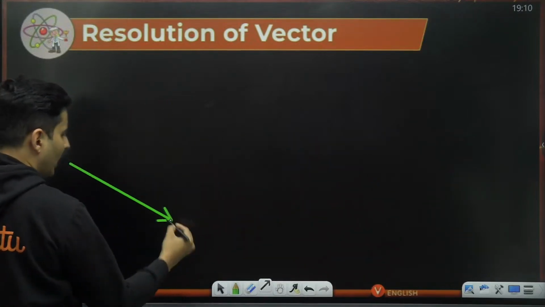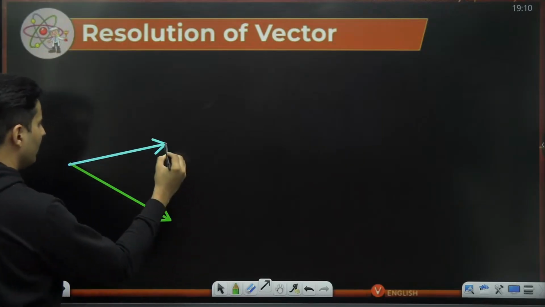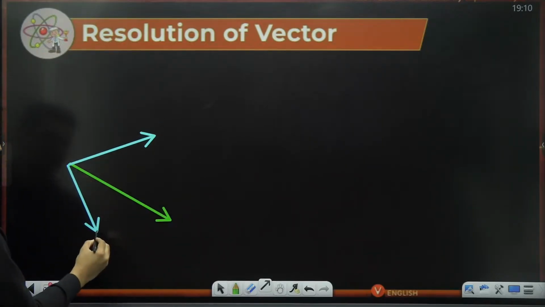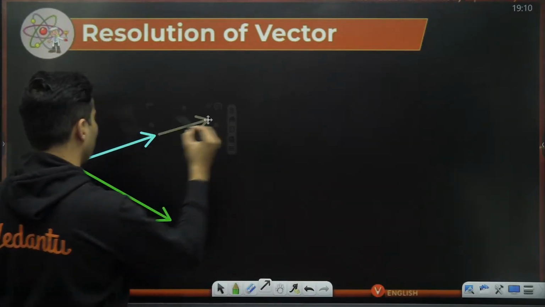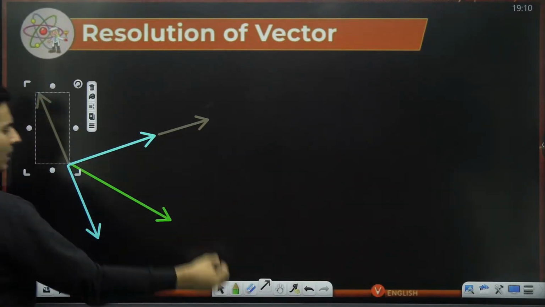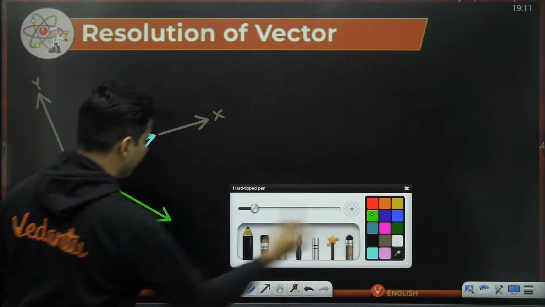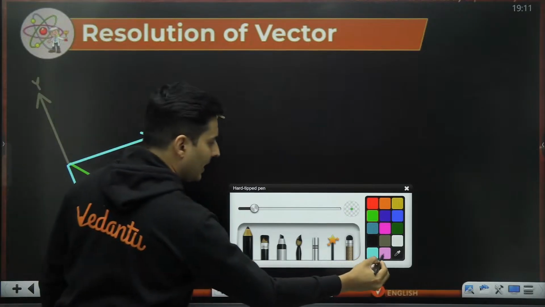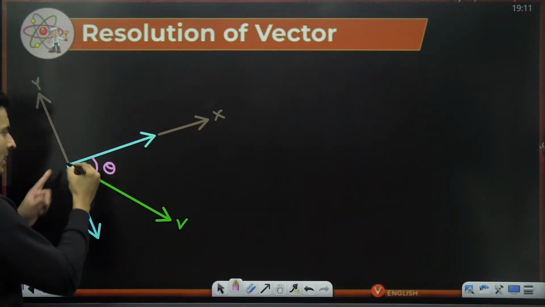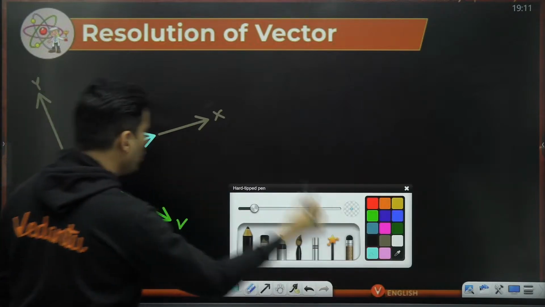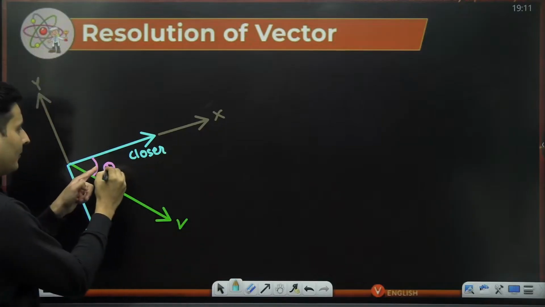You take any vector, and let's say these are the two components. One component is over here, and let's say the other component is over here. Doesn't matter how the vector is, which axis you are taking, doesn't matter. Just imagine this is your x-axis, this is your y-axis, and this is my vector itself. Let's say you choose this angle, and I call this theta. This component is closer to the angle.